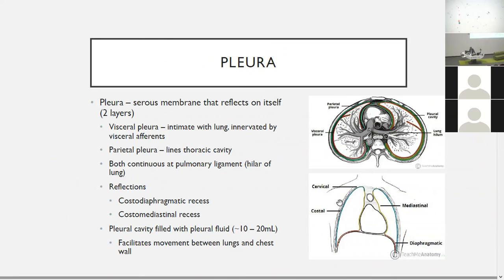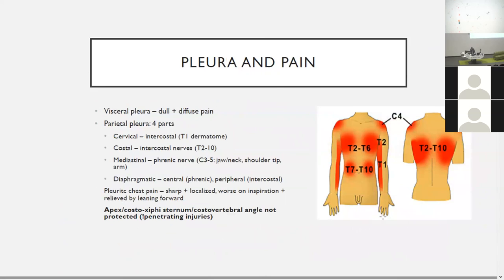And with the pleura, you have different parts: the cervical pleura at the top, the costal pleura, the diaphragmatic pleura, and the mediastinal. This is important because they all receive different innervations. So pain at different regions will radiate to different sides. Your visceral pleura doesn't have that sharp, stabbing, localized pain. It's just dull and diffuse.